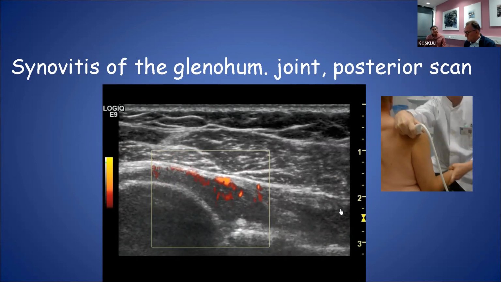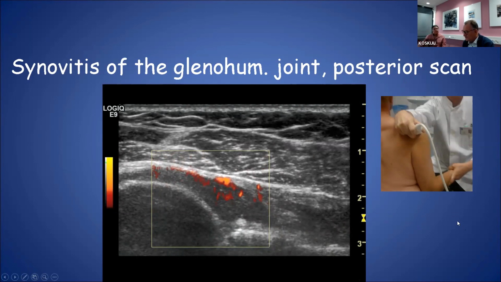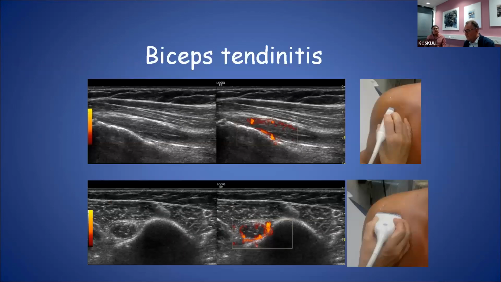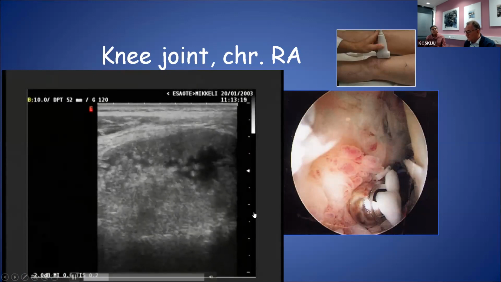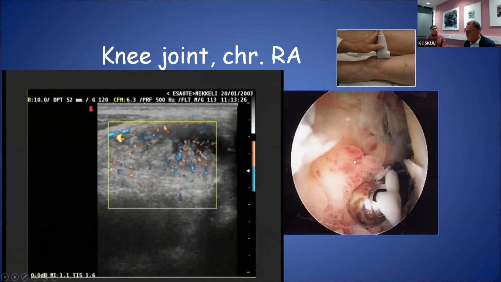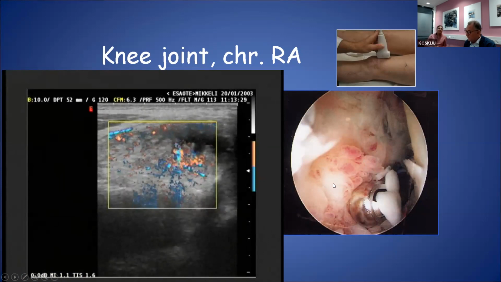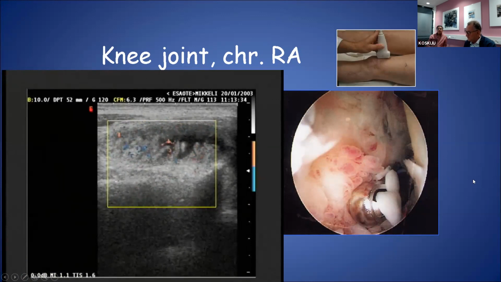Actually, this was a lady who didn't want to use any medication, so she served us a nice image. How does a shoulder look when you don't want to have medication? Okay, biceps tendinitis here. We already saw that. And this nasty villous hypertrophy in the knee joint. Black is fluid. All this corresponds to the arthroscopic view below: synovitis with Doppler signal in the suprapatellar area.